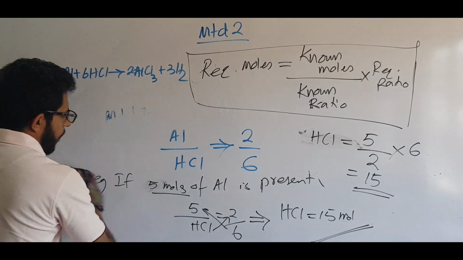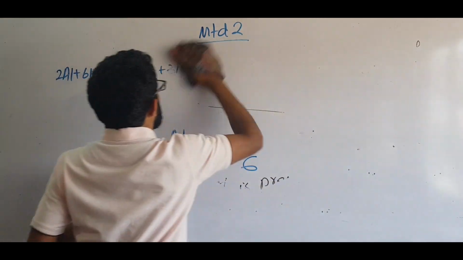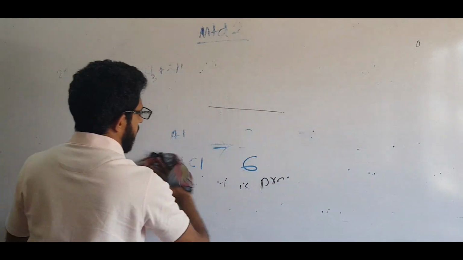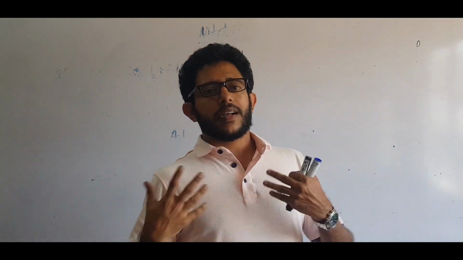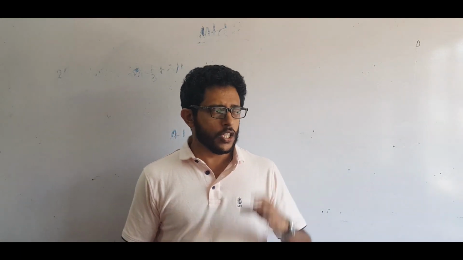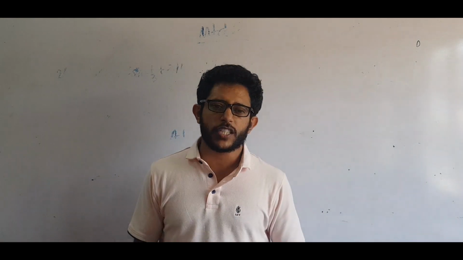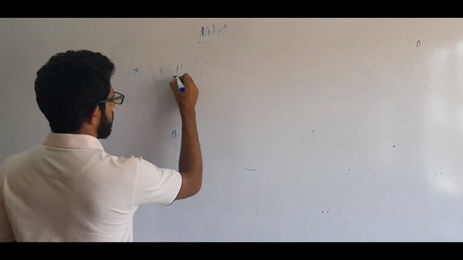Right. So almost half of this part is over. Now you know how to find the unknown moles. If you know the known moles, then what are the other steps we require in a calculation? So always in a chemical calculation based on equations, we have to follow 3 steps.